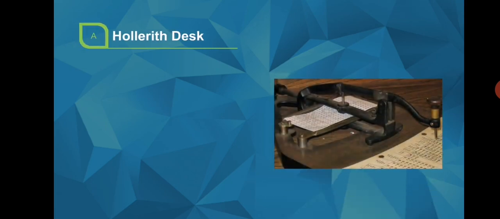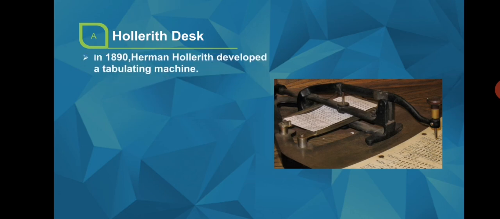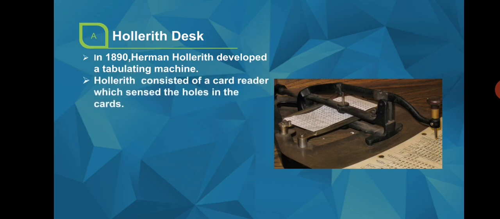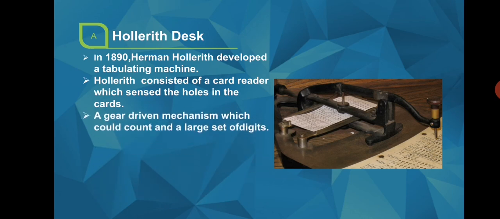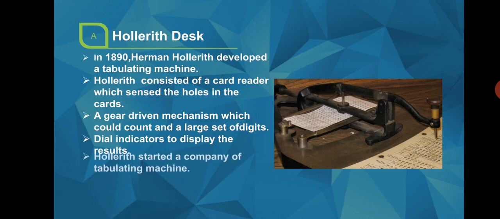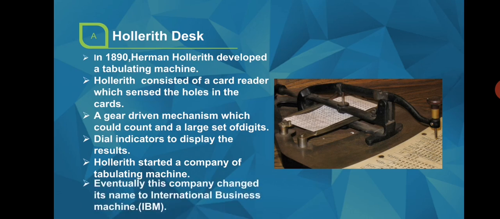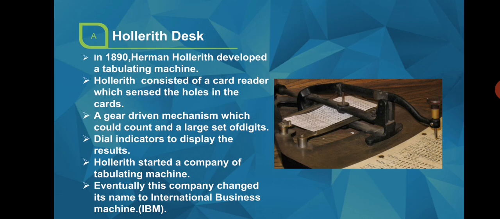Hollerith desk. In 1890, a scientist, Herman Hollerith, developed a tabulating machine. Hollerith's machine consisted of a card reader which sensed the holes in the cards, a gear-driven mechanism which could count, and a large set of dials. Hollerith's desk has dial indicators to display the results. Hollerith started a company of tabulating machines which eventually changed its name to International Business Machines, that is IBM.